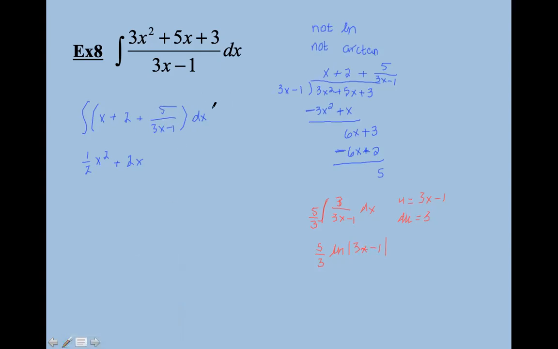All right, so let's go back to our original problem. This whole part here now is going to turn into 5/3 times the natural log, absolute value, 3x minus 1, plus c. All right, that's an ln, by the way, and that's a 5.